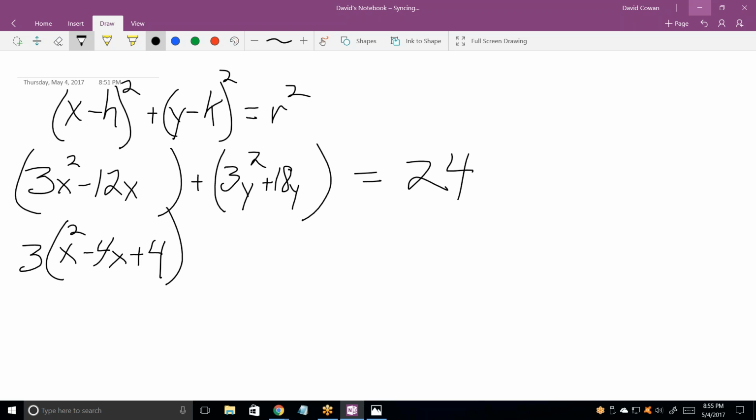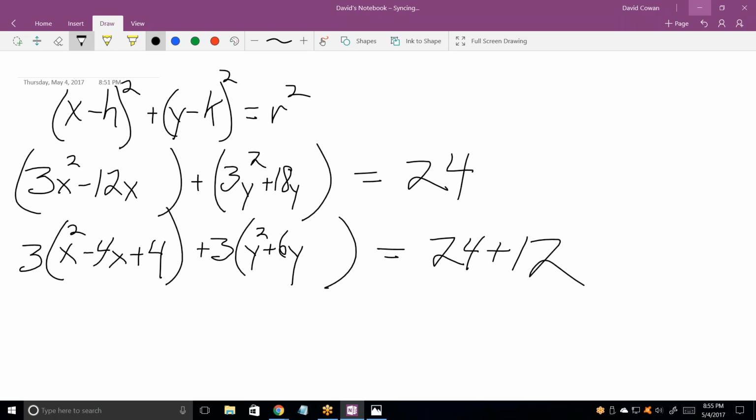Yes. So I just added 12 to the left side of the equation, means I got to add 12 to the right to balance it out. Now I haven't changed it. The whole idea is to not change it. Okay? And I got to do the same thing for the y term. I'm going to factor out the 3, leaving y squared plus 6y. Now complete the square there.